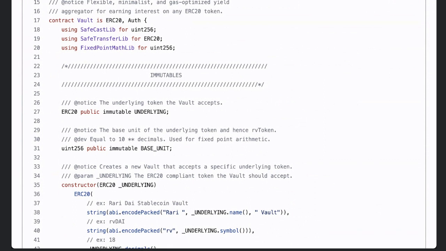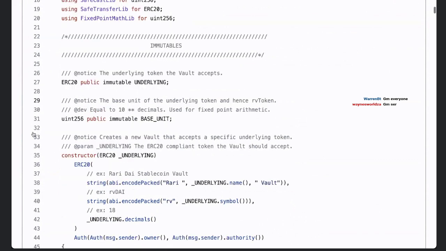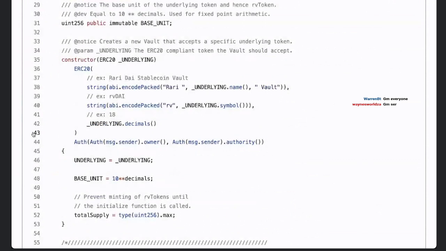So just looking through over here, we've got the mutable base units. That's going to be the scaling factor like you were referring to before. I assume each vault has its underlying ERC20 token, which we kind of saw in the factory. And so then in the constructor, we have the code for programmatically generating the name of the vault and of the asset.